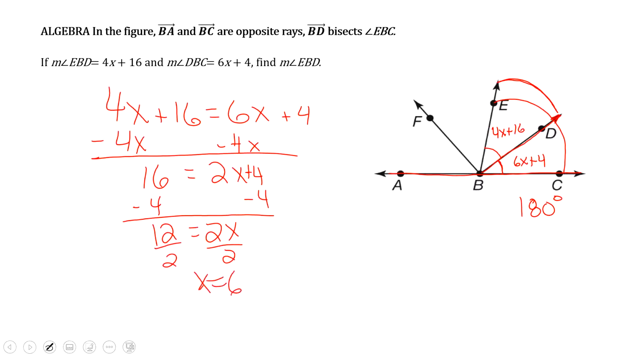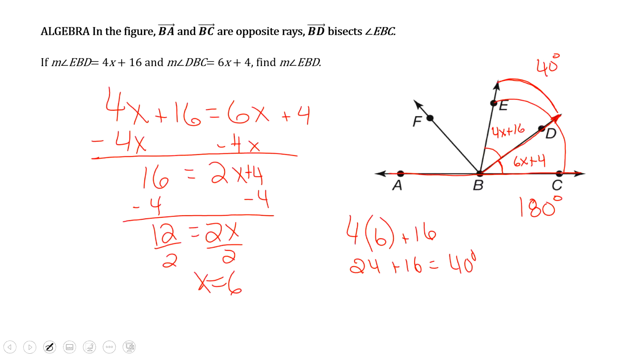I need to find out what the measurement of angle EBD is. So I have 4 times x, which is 6, plus 16. That tells me this is 24 plus 16 equals 40 degrees. So that tells me that this angle here is 40 degrees. What I also then know is DBC is 40 degrees because of my angle addition thing. It's two angles, add them together. So DBC is 40 degrees, but then EBC is going to be 80.